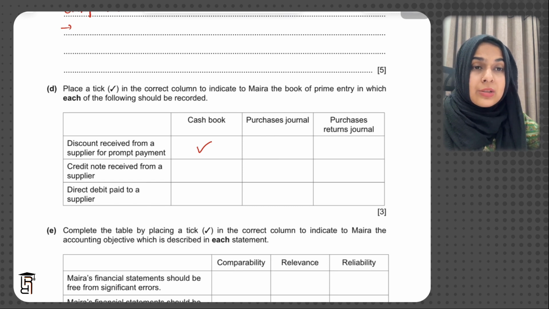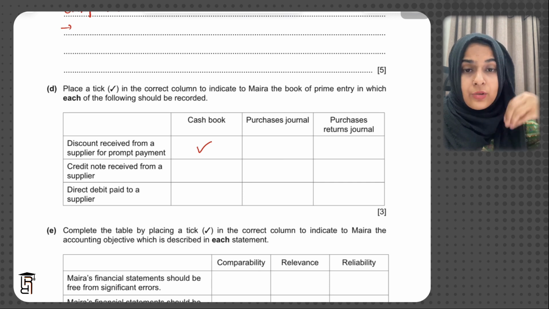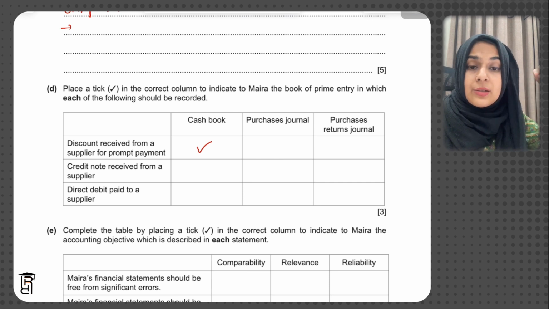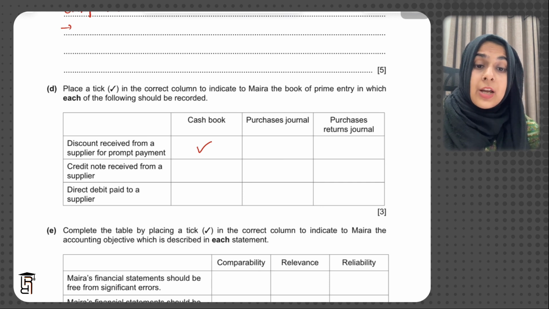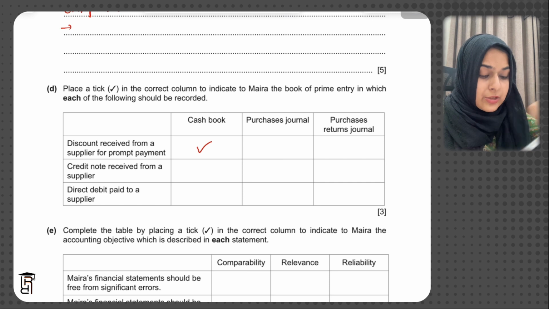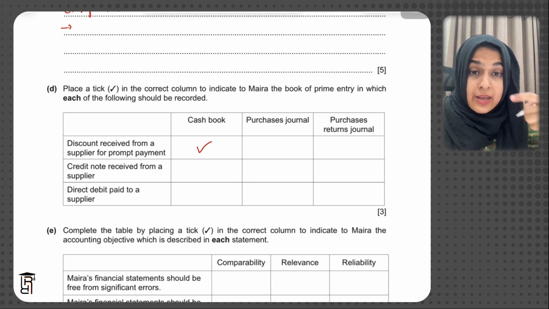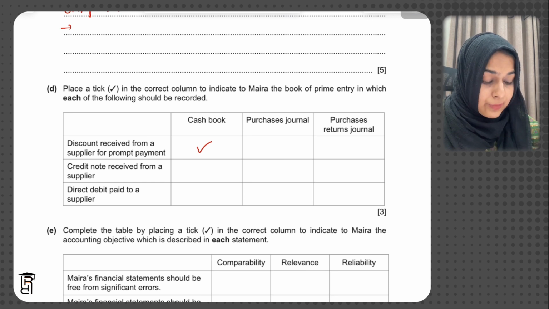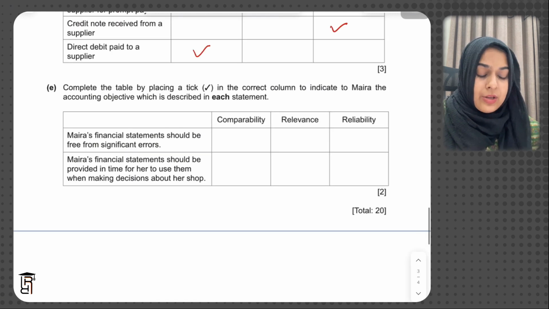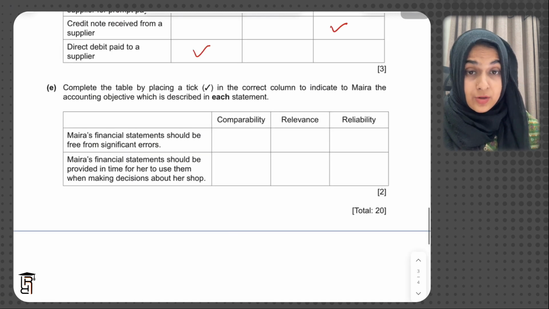And when he accepts the returns, he confirms and issues a credit note. So whenever we are receiving a credit note, we are going to record that in the purchases returns journal. We are receiving a credit note because we returned the goods to the supplier in the first place. So credit notes received will be recorded in the purchases returns journal. Direct debit paid to a supplier is again a payment made to the supplier, so that should be recorded in the cash book.